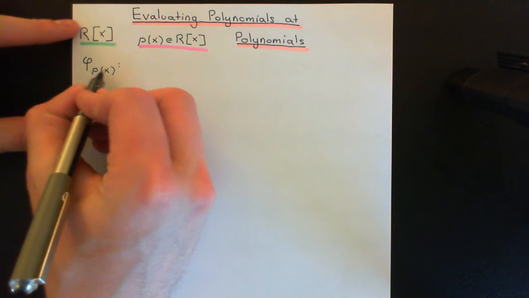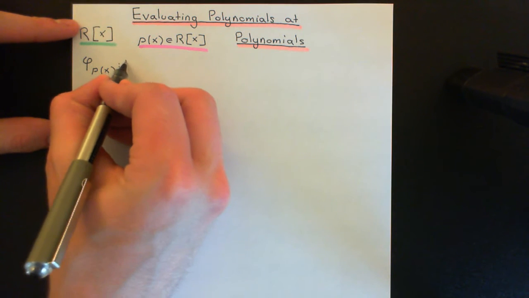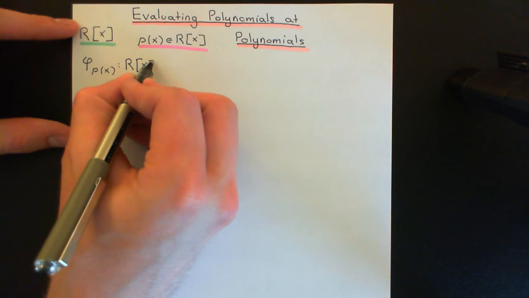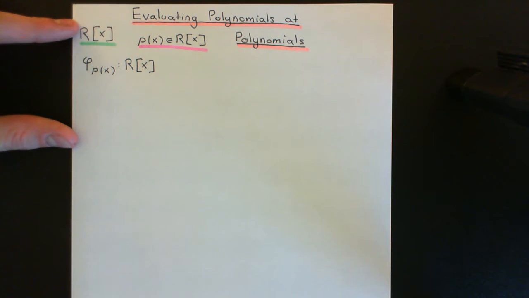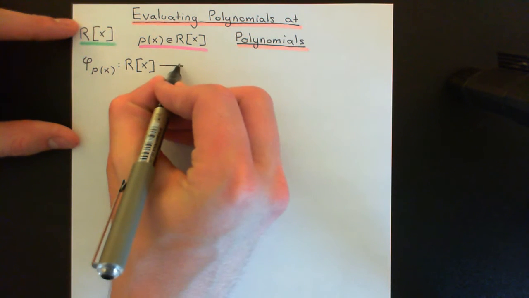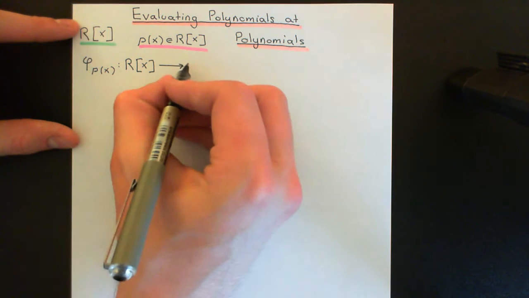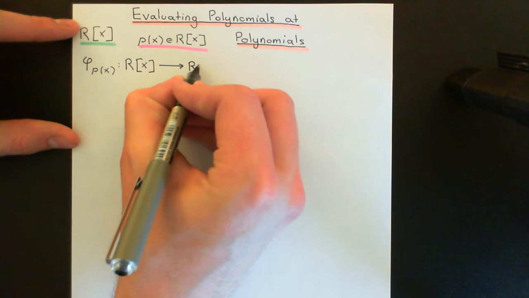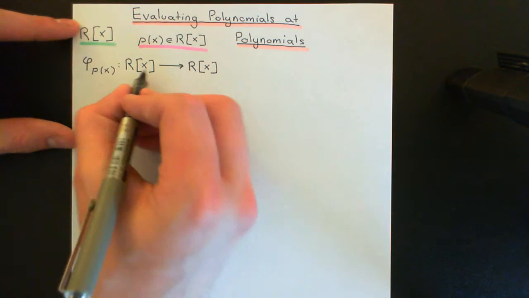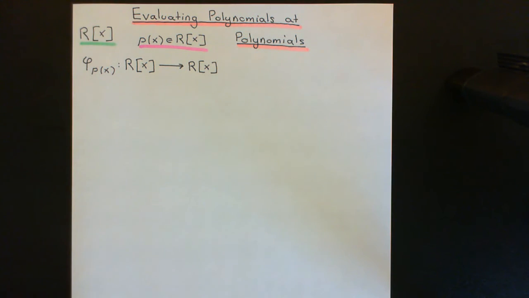So the evaluation homomorphism for p of x is going to be a mapping from the ring of polynomials over the ring capital R, so it's going to have as its domain the ring of polynomials, so it's going to map every single polynomial in here onto something. And what's it going to map it onto? Well, this time it's not going to be the ring capital R, it's going to be more general, it's going to be the ring of polynomials over the ring capital R. So in fact the domain and the codomain are exactly the same in the case of this mapping here.